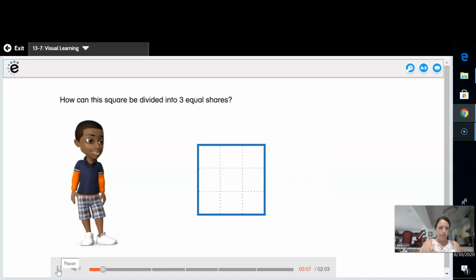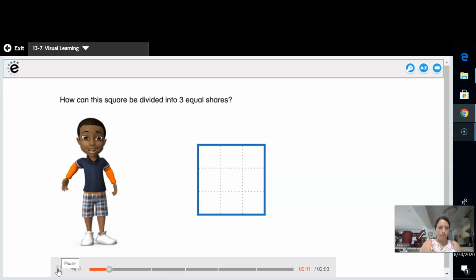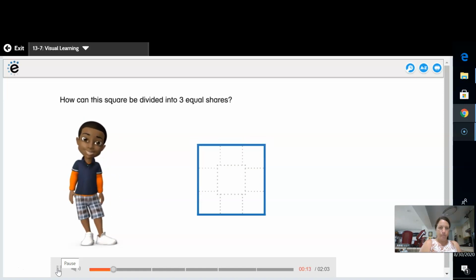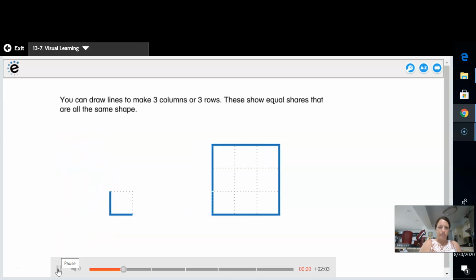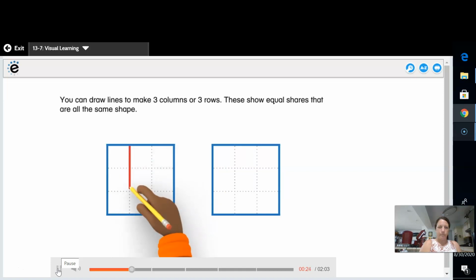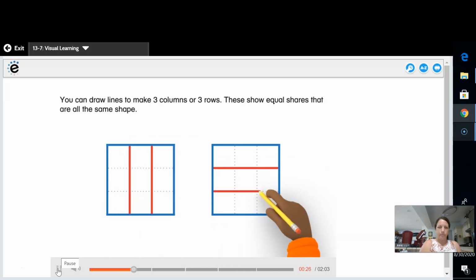How can this square be divided into 3 equal shares? You can use smaller squares to help. You can draw lines to make 3 columns or 3 rows. These show equal shares that are all the same shape.